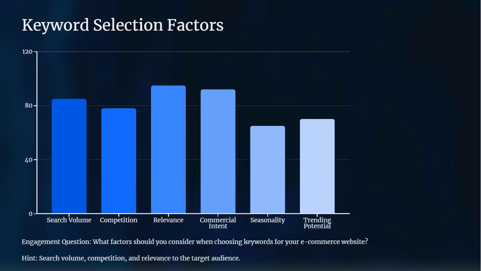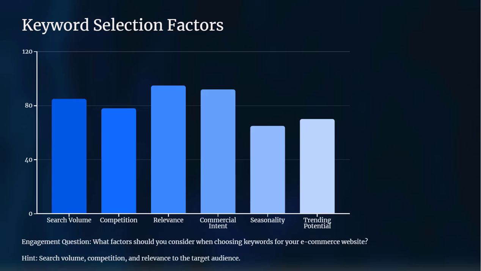So again, search volume is a key factor. We want to target keywords that have high search volume, and this indicates strong demand and interest from potential customers. And also we should consider the second factor, competition is also important. We need to balance targeting keywords with high search volume but also reasonable competition level, so we can realistically rank well. Relevance to the target audience is critical.